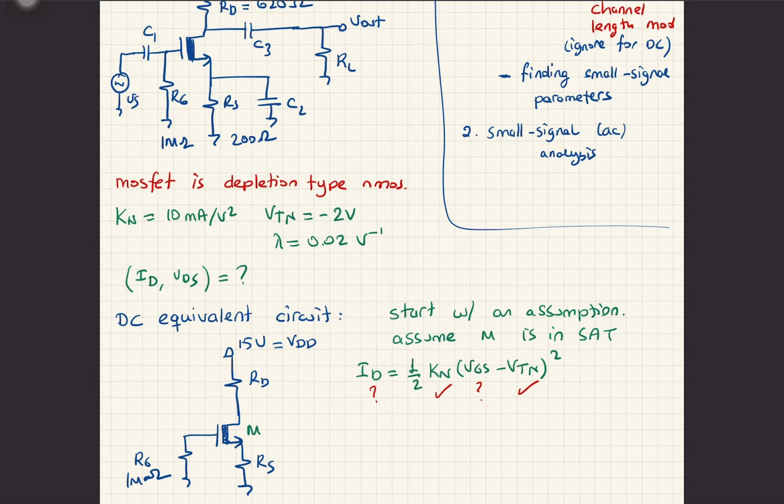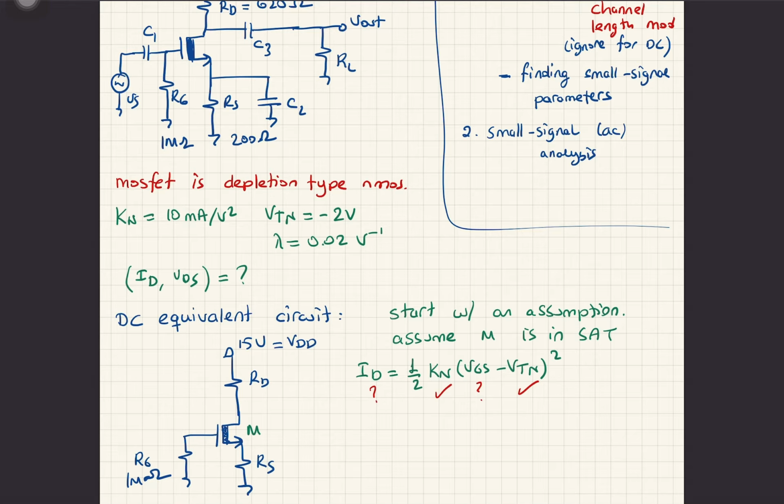Please notice that the type of the transistor is depletion, and I didn't change anything in the expressions because you use the same expression for depletion or enhancement type. It's not going to make any difference. The only difference is VTN is negative. It's not like the PMOS case.